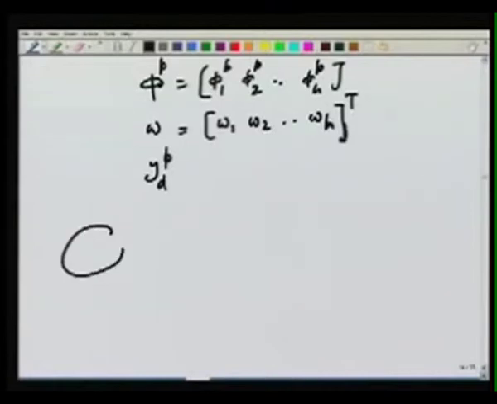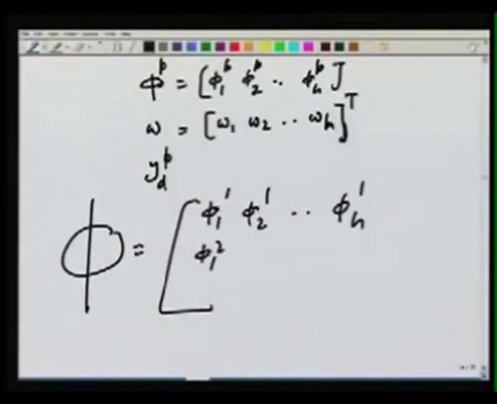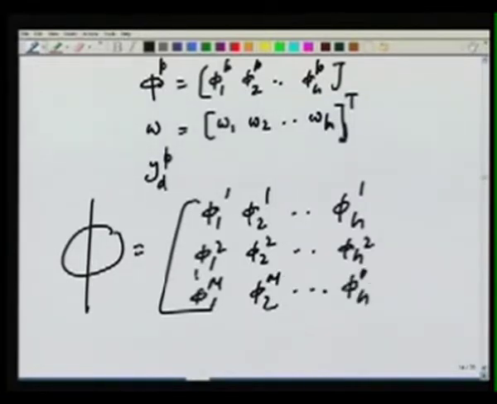If I write this in terms of a matrix, I can write a capital phi, which is phi 1 1, phi 2 1 up to phi h 1. So, these are the radial center outputs for the first pattern. Second pattern: phi 1 2, phi 2 2 and phi h 2, and so on. Mth pattern is phi 1 capital M, phi 2 capital M, and so on, phi h capital M.